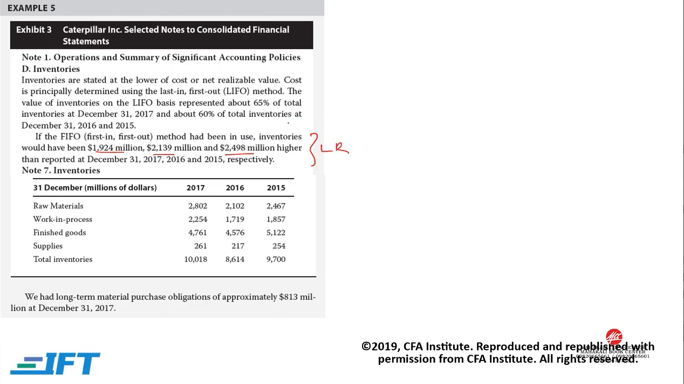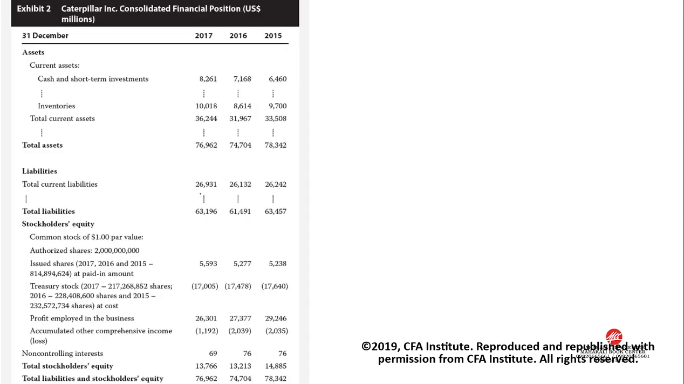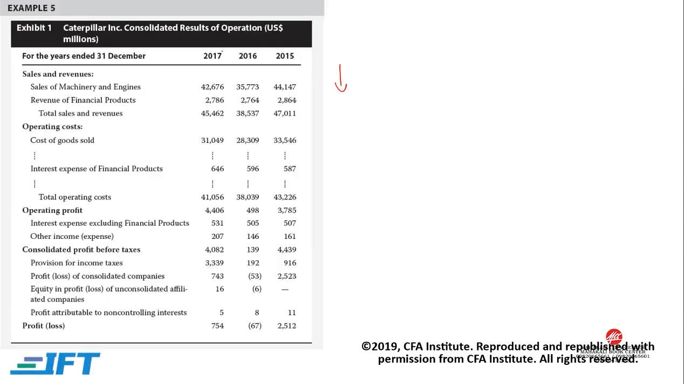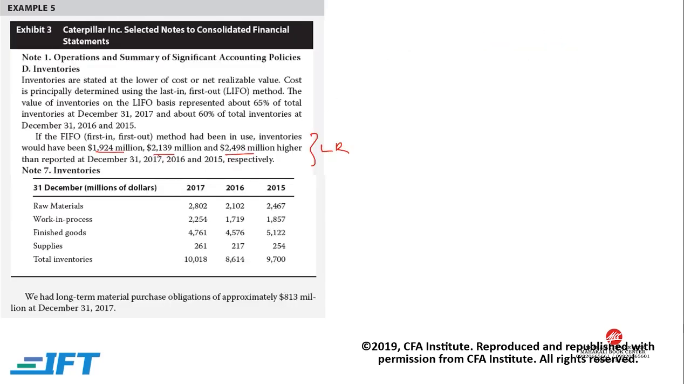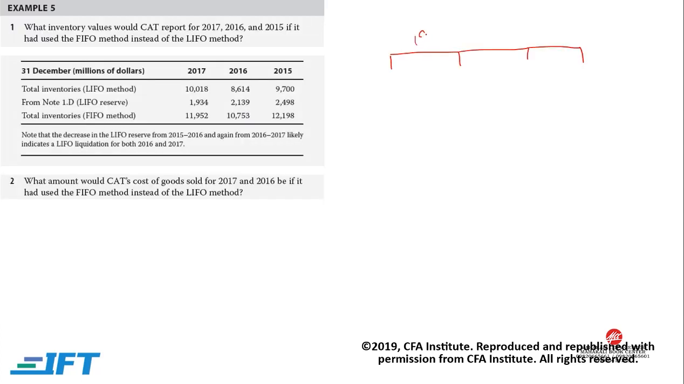We are also told that in the first year the tax rate is 28%, in 2017 the tax rate is 28%, and in the rest of the years it's 36%. Now, question 1, what inventory value would CAT report for 2017, 2016 and 2015? For this we need to know the LIFO reserve. We are told the LIFO reserve is 1924, 2139 and 2498. This is for 2017, this is for 2016 and this is for 2015.